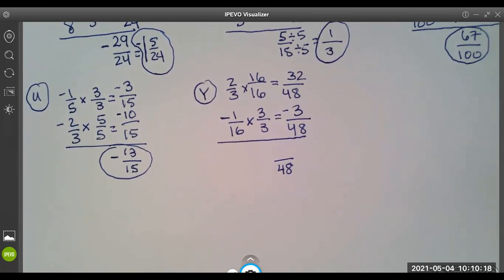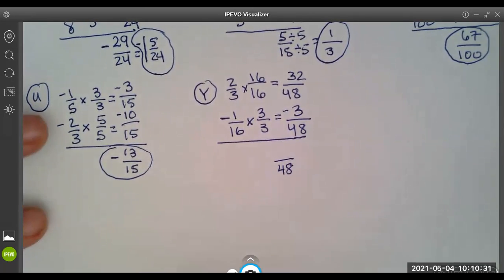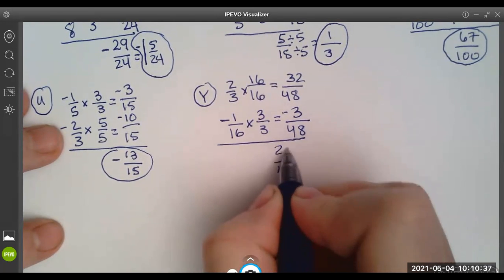What are we going to do with these two numbers then? The two tops. Subtract and keep the sign on the bigger one. The bigger one has a positive. So what's my answer going to be? 32 minus 3. 29.